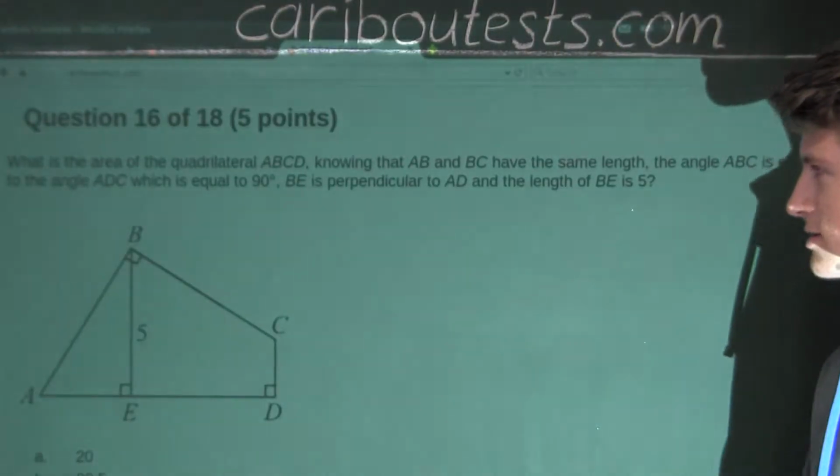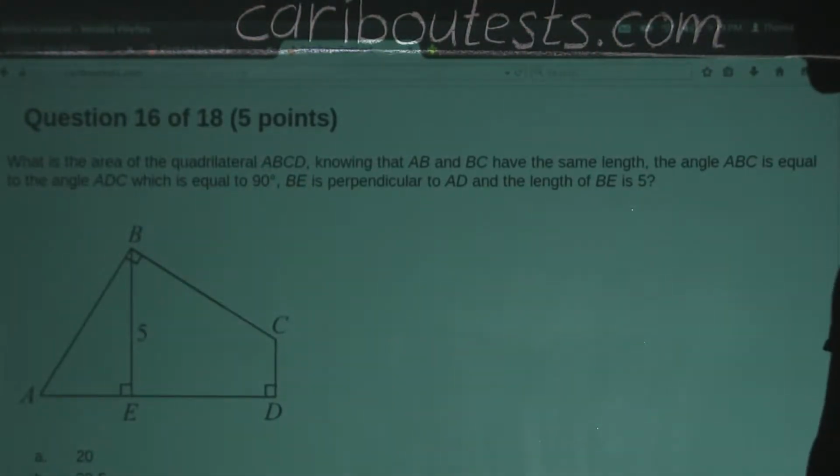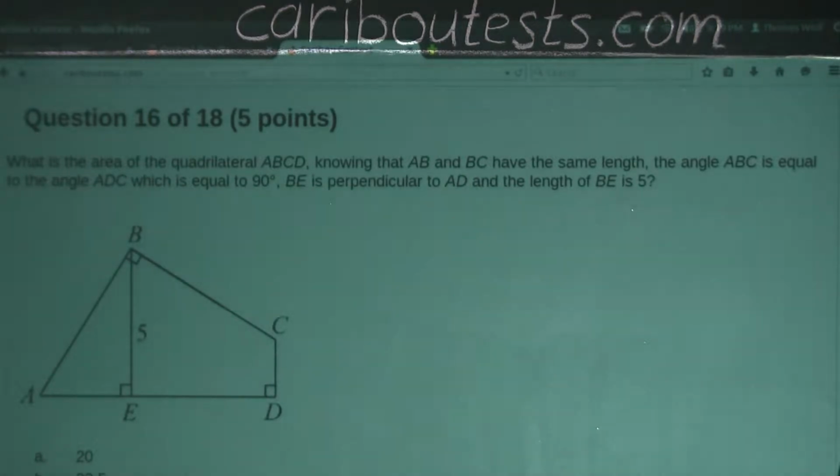So the question is, what is the area of the quadrilateral ABCD? Knowing that AB and BC have the same length, the angle ABC is equal to the angle ADC, which is equal to 90 degrees. BE is perpendicular to AD, and the length of BE is 5.